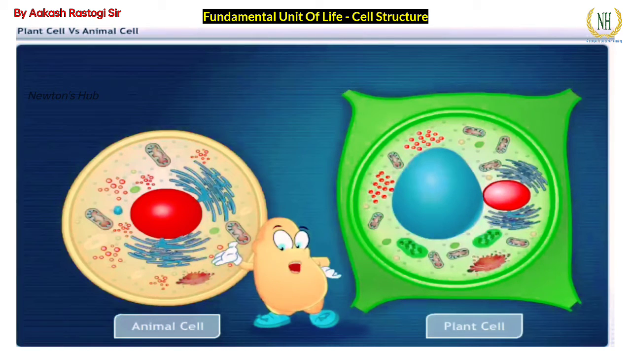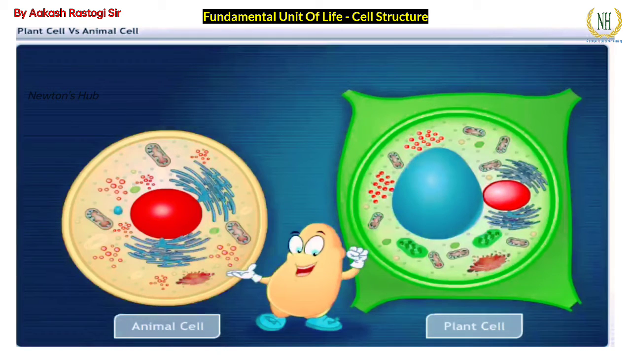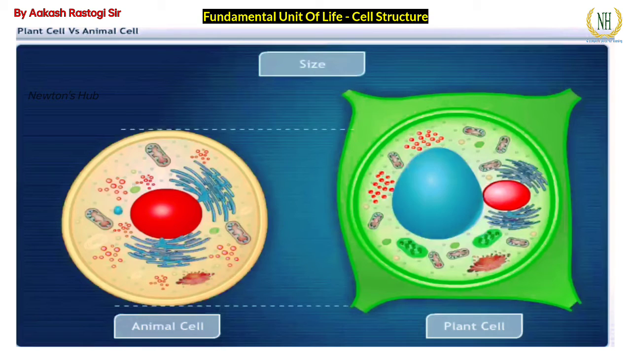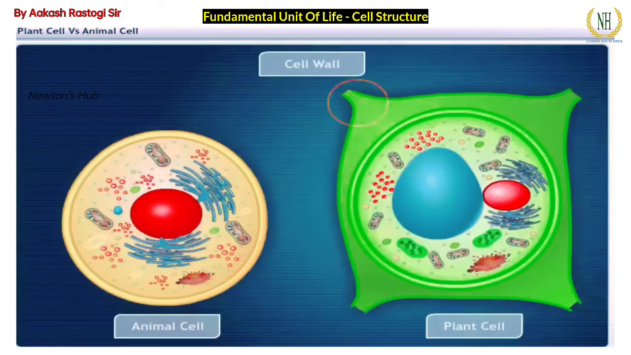Here is the animal cell and the plant cell. See if you can spot the differences between them. Plant cells are larger in size compared to animal cells. Plant cells have a cell wall, but animal cells do not. Plant cells have chloroplasts, but animal cells do not.